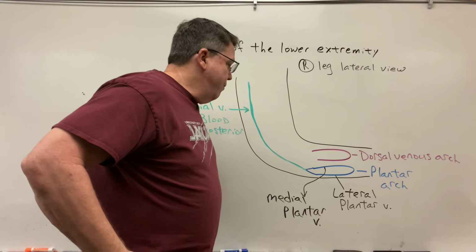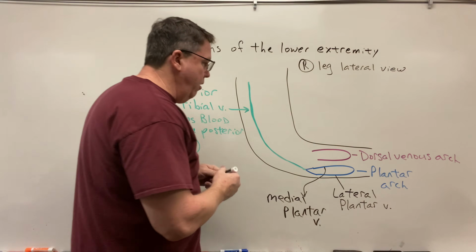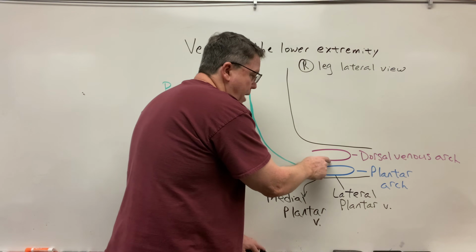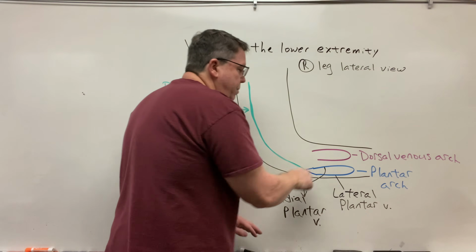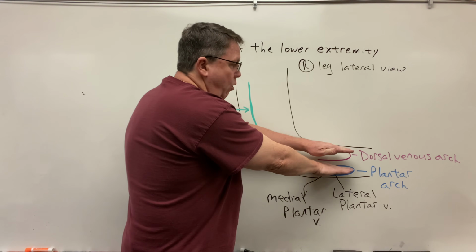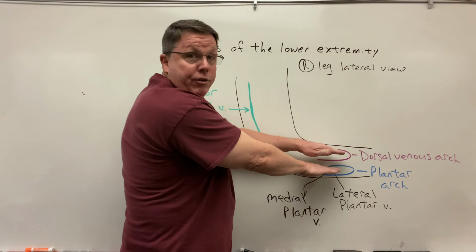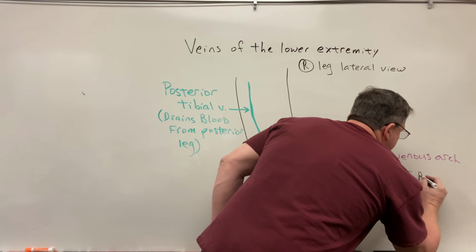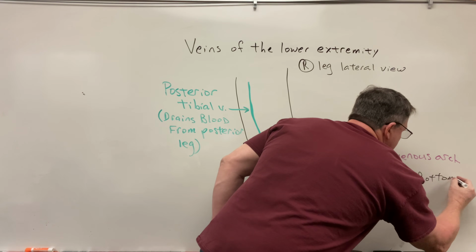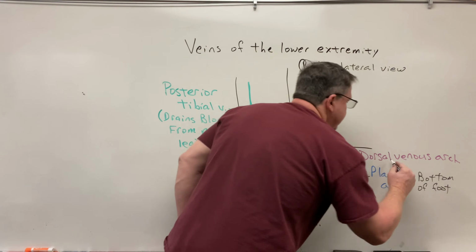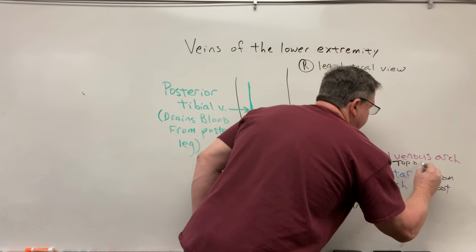And then if we look at this part here, again, this is going to be flat. Even though it looks like that's the top and that's the bottom, this is going to be flat. So if I have my plantar arch, it's going to be there, and then I got my dorsal venous arch up on top of it. So it'd be like this in the foot. Okay, so really quick, we're going to say that this is on the bottom of the foot, and then this is going to be on the top of the foot.